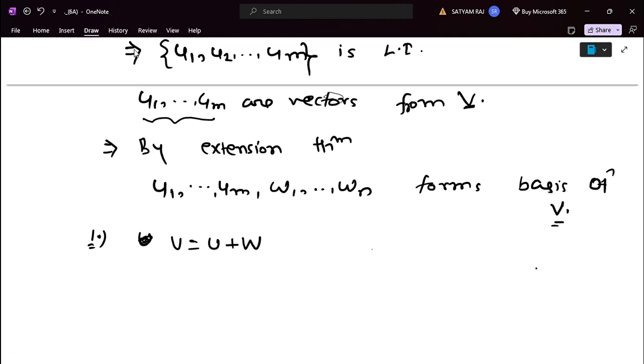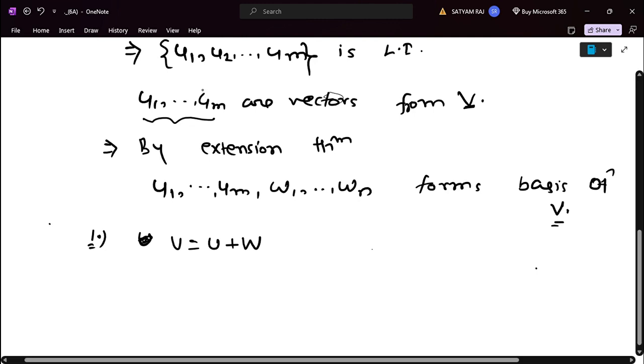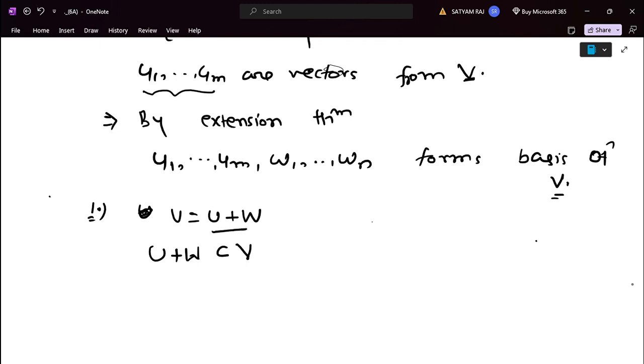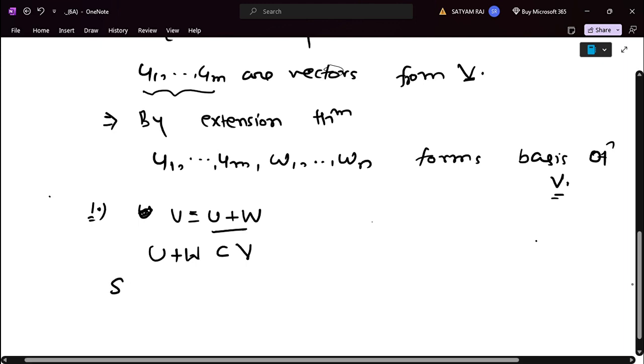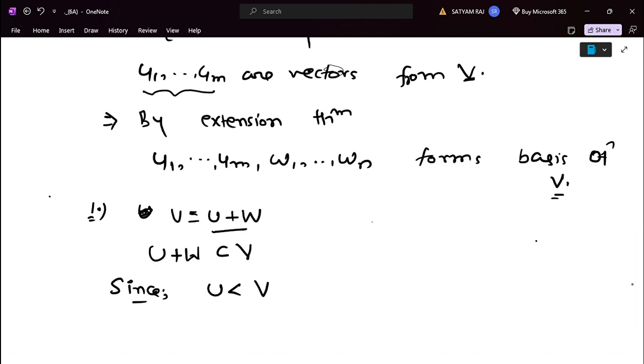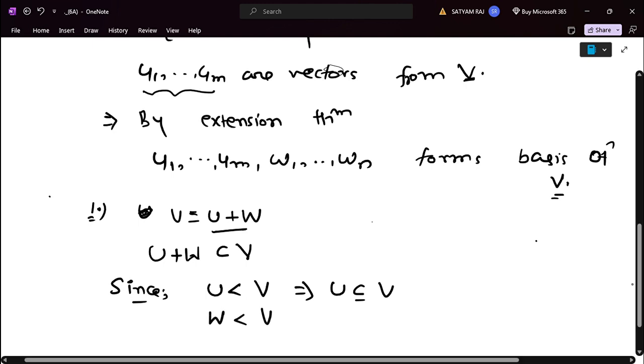Now to show this, what we need to show first is that U plus W is contained in V, and V is contained in U plus W, then equality will hold. Okay, so since U is a vector subspace of V, it will imply U is contained in V, and W is also a vector subspace of V.